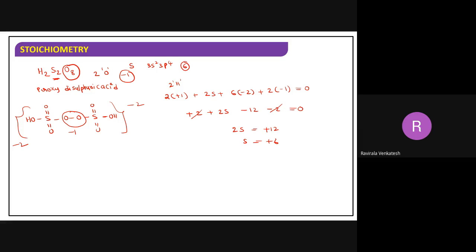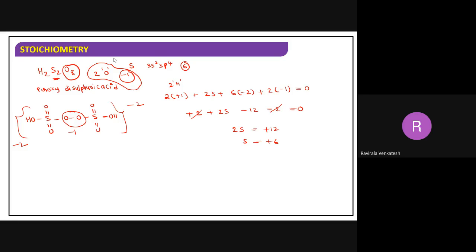That means whenever we get more than their group number, more than their valence electrons, you take that as a peroxide here. And out of these 2 oxygens you take -1. 2 oxygens will be -1, and all the remaining you take as -2. You will get the answer here.